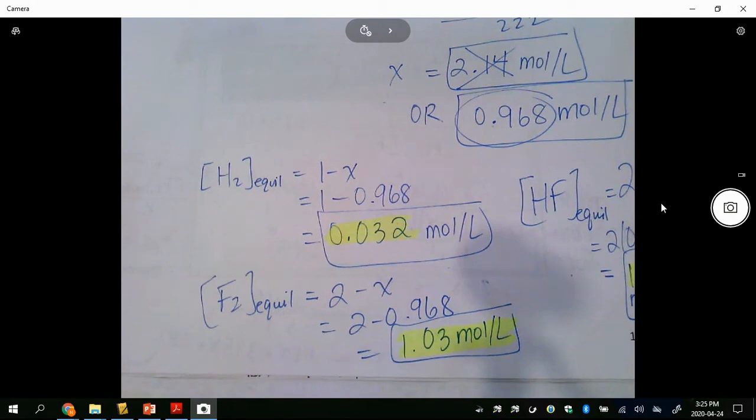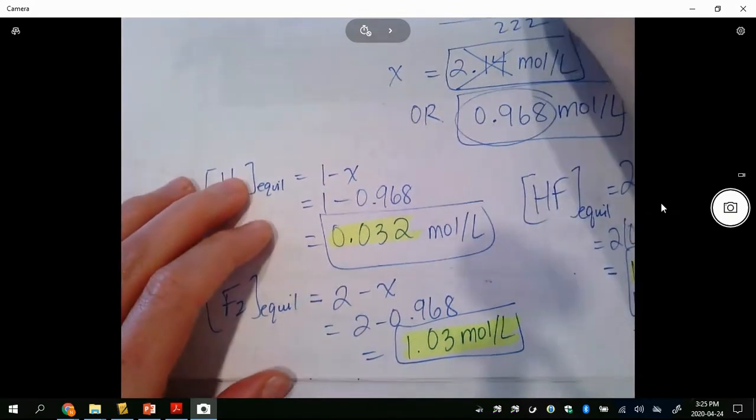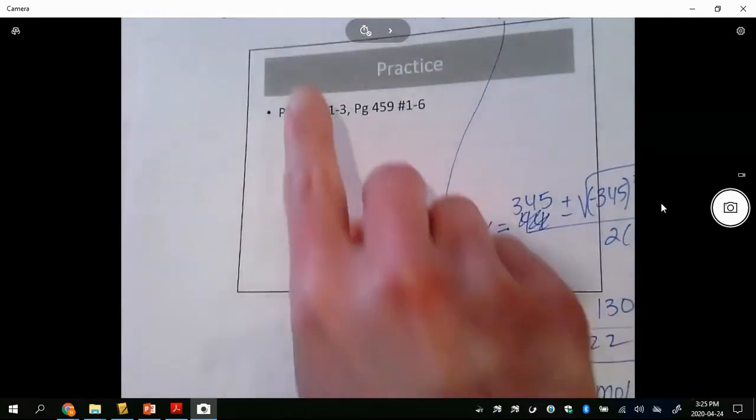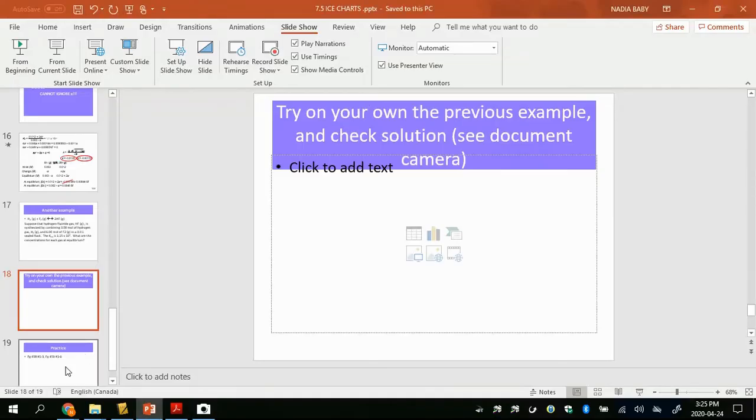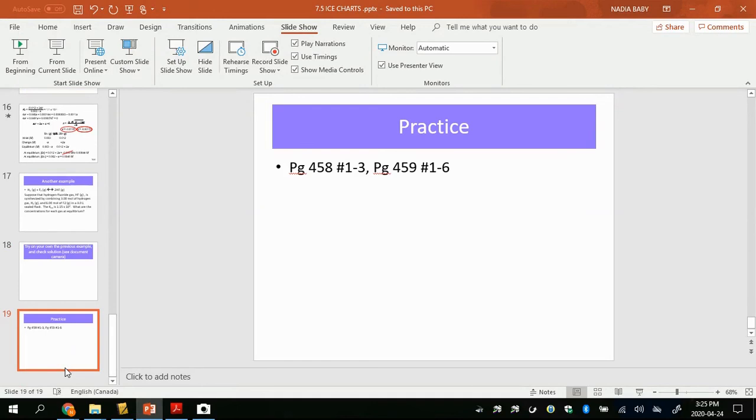Okay, so this was a lot to take in. You do want to practice these questions here. We're just going to go back to the PowerPoint. So make sure you practice. I'm going to give you one more question to practice on your own, and then I'm going to take it up. This is not included in your notes, so if you want to write this down.